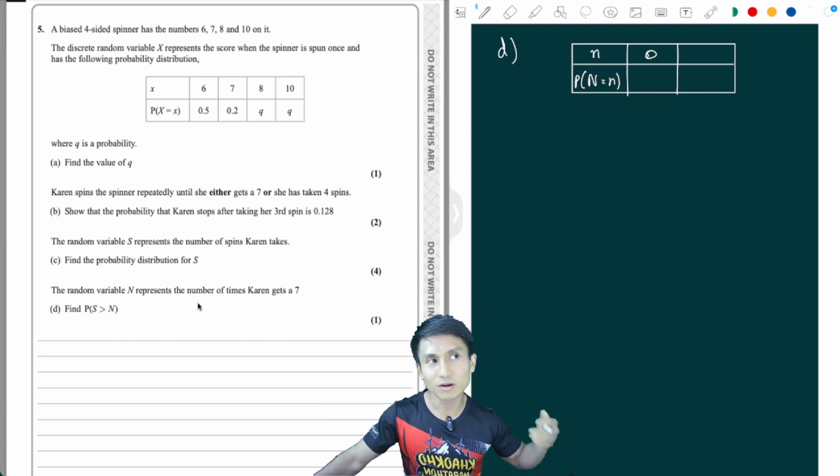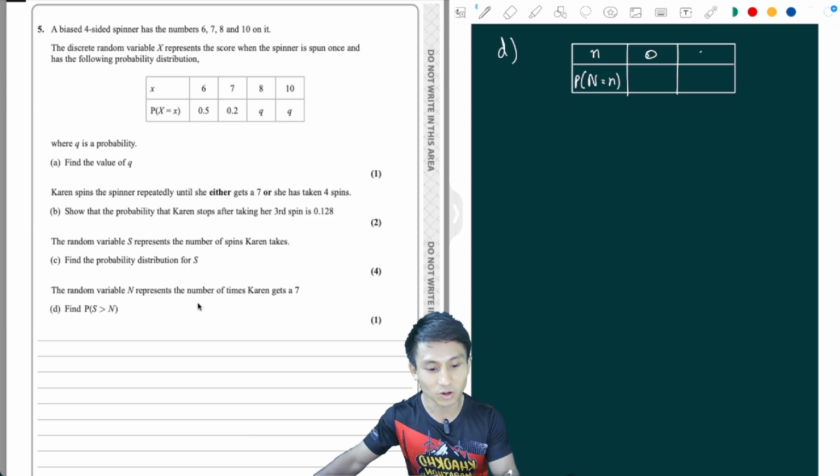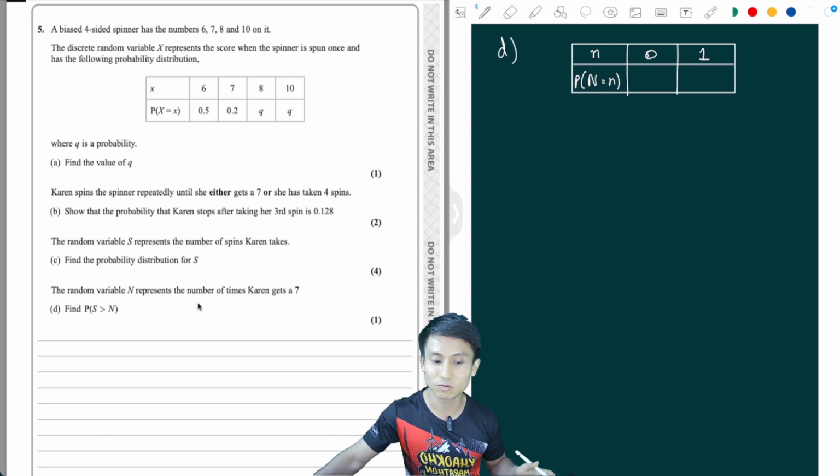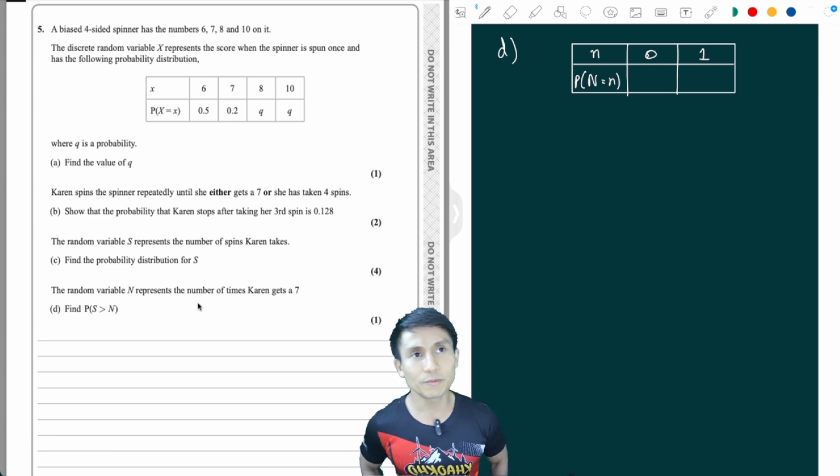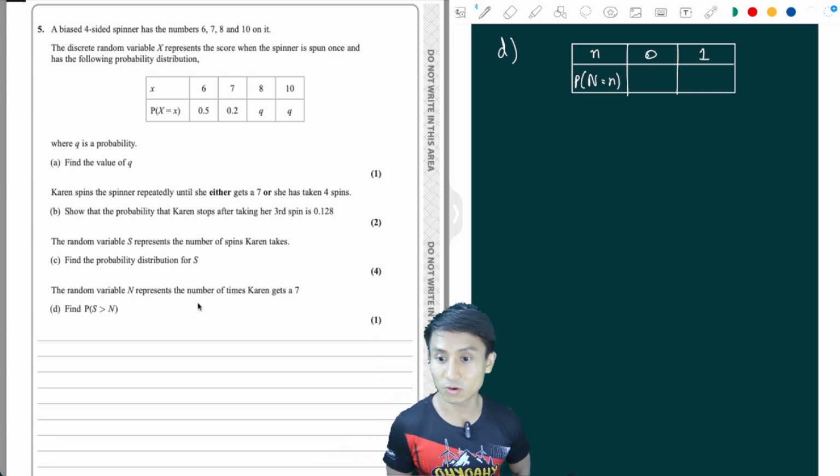Or she can get 1 7 and stop, because she can't get 2, can she? She can only get 1, because once she gets 1 7, she has to stop. So the only possible outcomes for n would be just 0 and 1. That's it, right? So what would be the probability of getting no 7 at all?